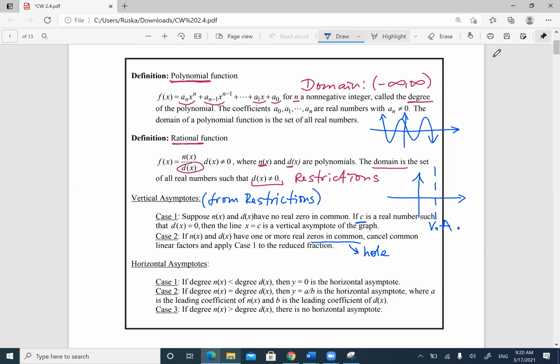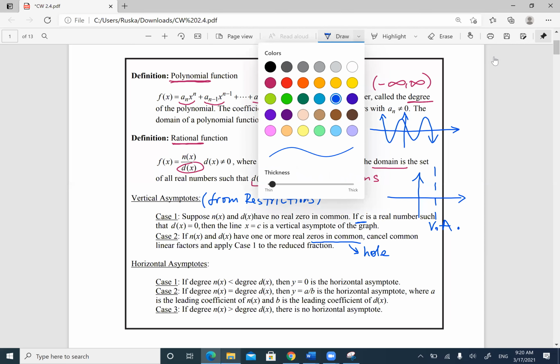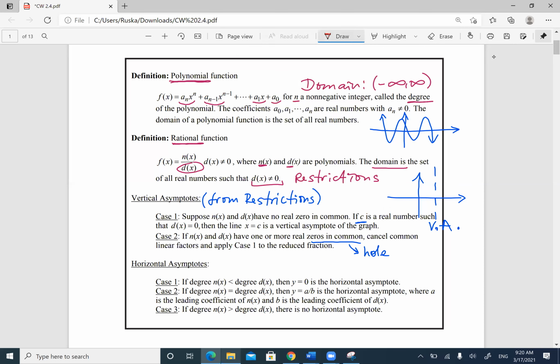So how does the graph look if you have a vertical asymptote? The graph is going to look something like this. It could be like this. It's going to be two pieces, one piece on one side and another piece on this side. And also you're going to have a horizontal asymptote. We have different cases here, and the horizontal asymptote is connected with the degree of the polynomial.